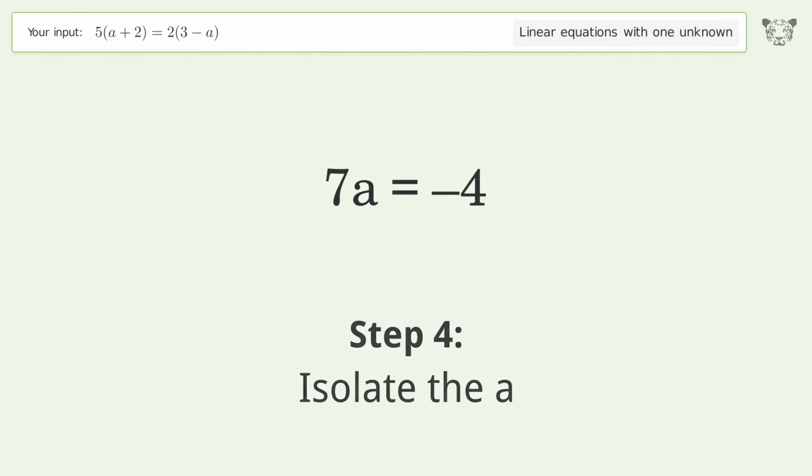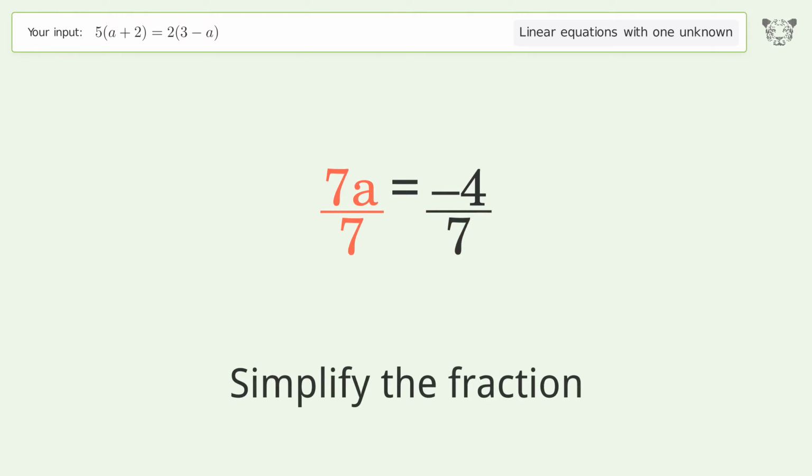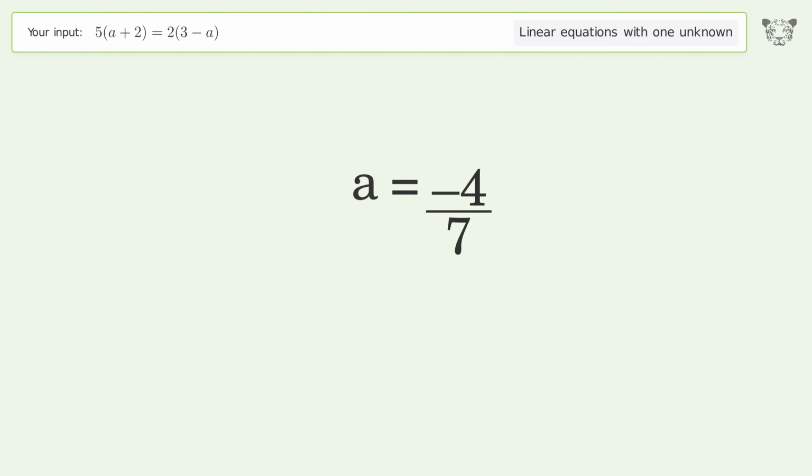Isolate the a. Divide both sides by 7. Simplify the fraction. And so the final result is a equals -4/7.